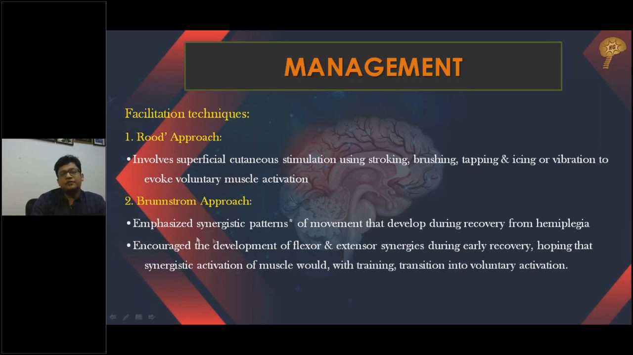The Brunnstrom approach emphasizes synergistic patterns, or the synergy pattern of movement that develops during recovery from hemiplegia, what we have learned in the stages of recovery. It encourages the development of flexor and extensor synergies during early recovery, hoping that synergistic activation of muscle would, with training, transition into voluntary activation.